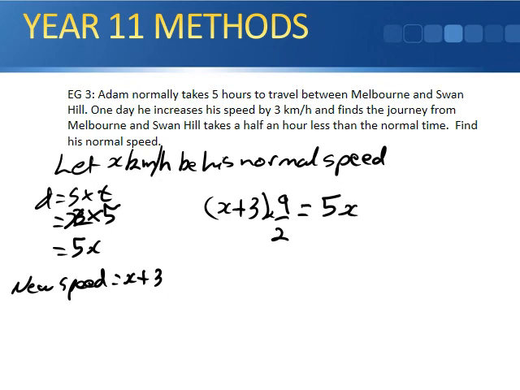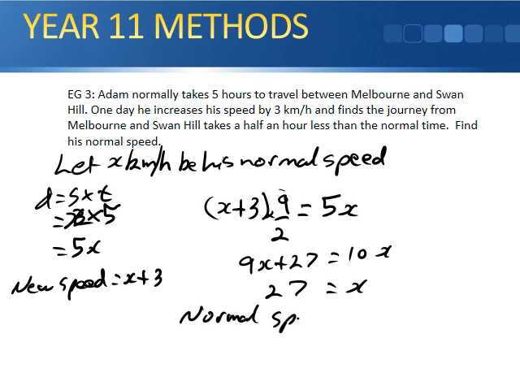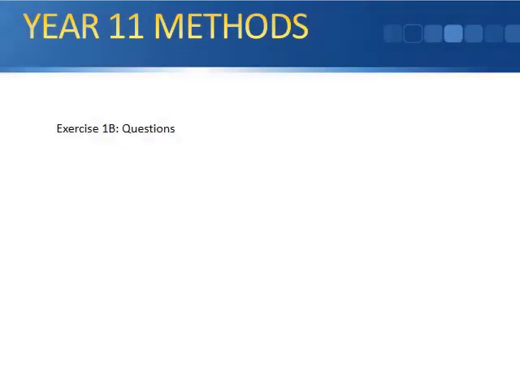So I'm going to times by 2 and multiply this by 9 as well. So I get 9x plus 27 equals 10x. So I get 27 equals x. So his normal speed is 27 kilometres per hour. And that's your exercise 1B questions.